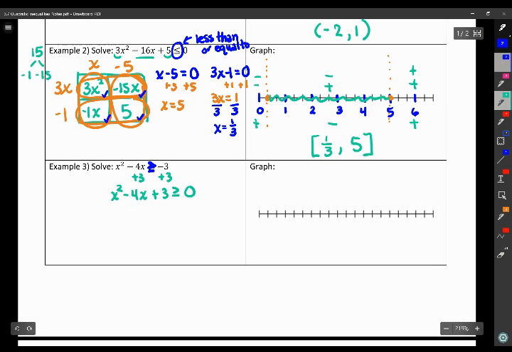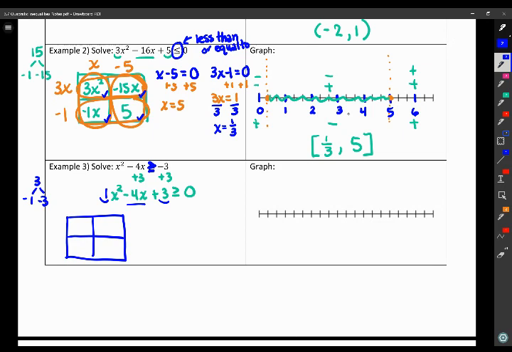Now I'm doing the same thing. I'm going to go 1 times 3 is 3, and our factors of 3 are 1 and 3. Is there any way for me to get a negative 4? There is. If I make both of these negatives, I can get a negative 4. So we're going to do our box and then go from there. Our first box is our first term, so this is going to be x squared. Our last term is our 3. And then the pair that I picked was negative 1x and negative 3x.